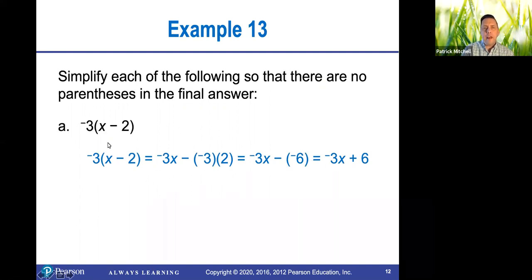So -3 times x is -3x, and then we're going to subtract -3 times 2. -3 times 2 is -6, and of course, the opposite of 3x minus -6 is the same thing as the opposite of 3x plus 6.